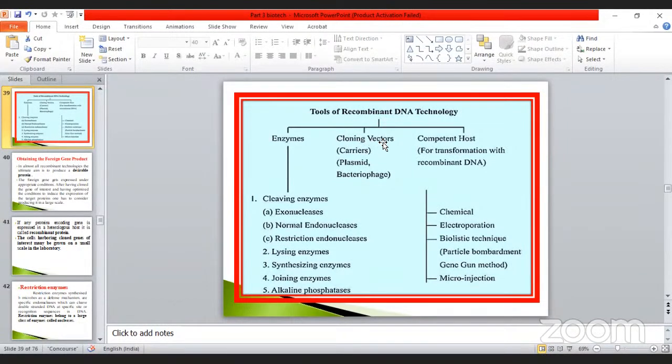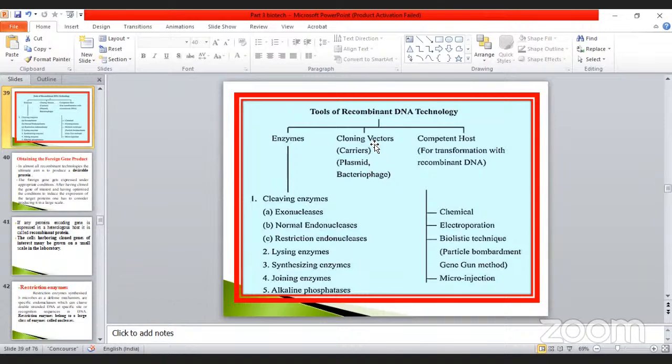Another one is cloning vectors. We already discussed it. What are cloning vectors? Without a cloning vector, there is no process in genetic engineering. Okay. Particularly carriers, plasmid, bacteriophage. Plasmids and bacteriophage are mostly used as cloning vectors.